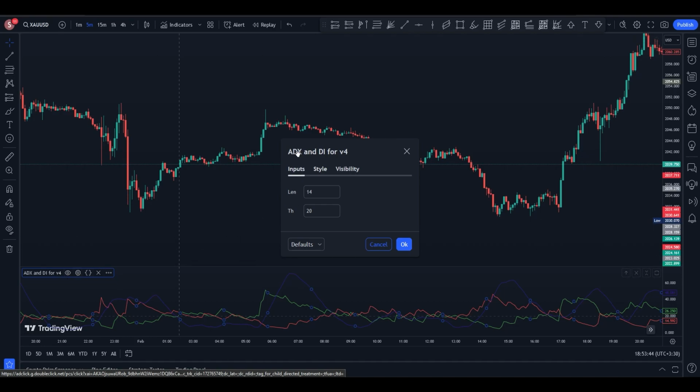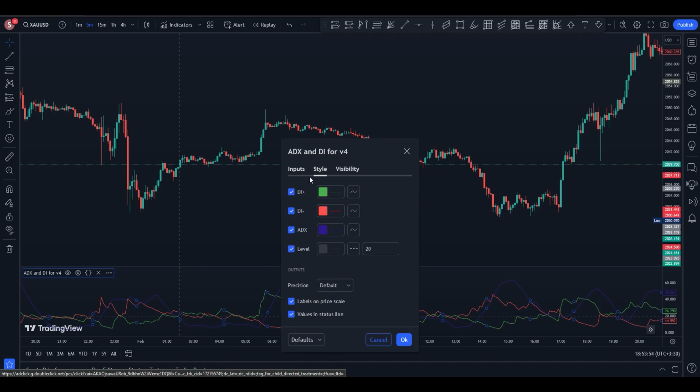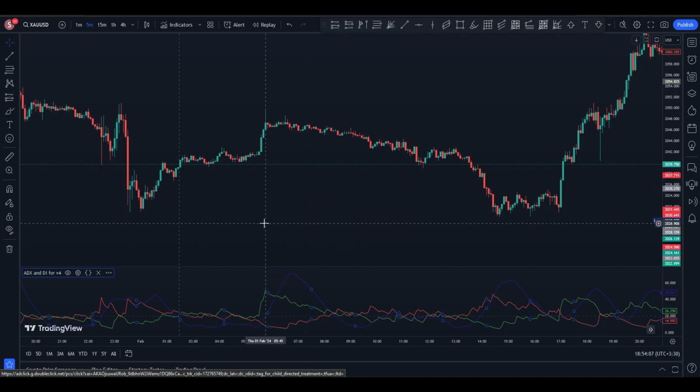As you see, you can adjust the ADX and DI using this setting here, and here is the line that it calculates, and the threshold here. You can change the style, levels, and remove or add ADX, DI plus here. Now I won't touch this.